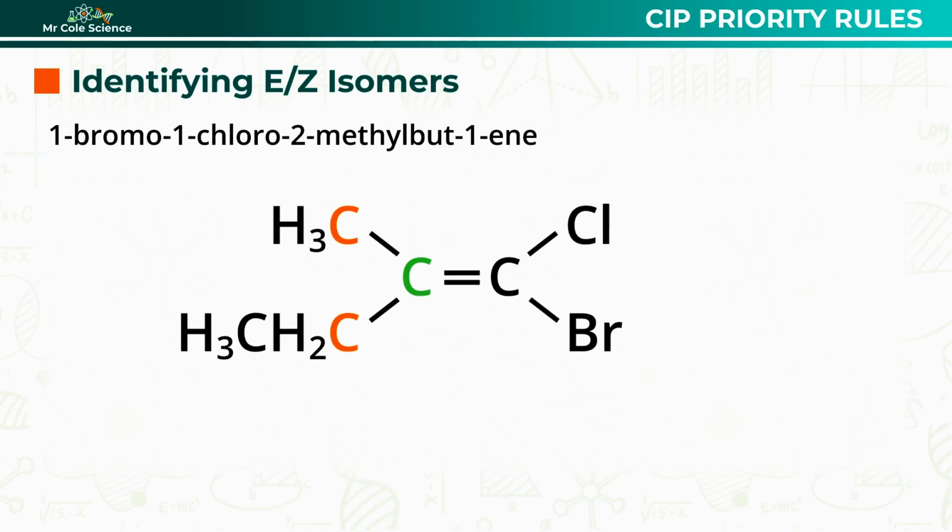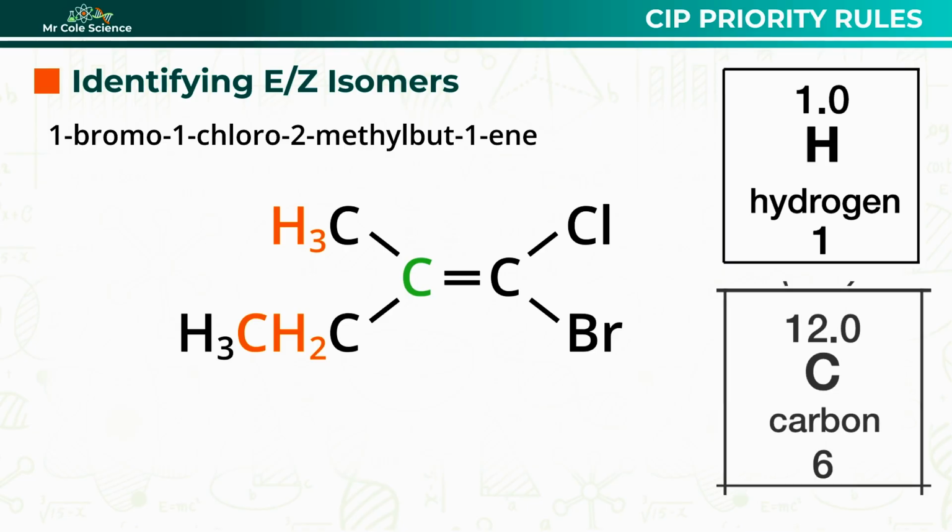The left-hand carbon is directly bonded to two carbon atoms. There's no difference, so now we have to take a look at the atoms bonded directly to those two carbons. The top carbon is bonded to 3 hydrogen atoms, whereas the bottom carbon is attached to 2 hydrogen atoms and a carbon atom. We now have our difference. Out of those atoms, it is carbon that has the higher atomic number. Hydrogen's atomic number is 1, whilst carbon's is 6.